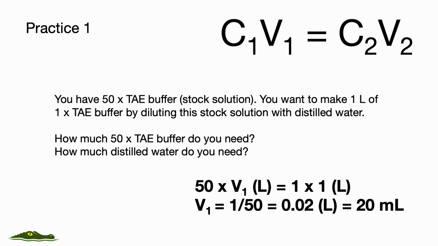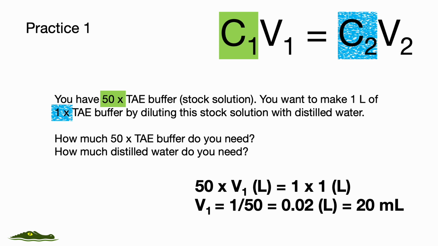The TAE buffer is commonly used for agarose gel electrophoresis of DNA, and this dilution is a very common preparation in molecular biology labs. The point is how to assign these numbers. In this case, 50x means 50 times concentrated stock solution. 1x is a working solution.